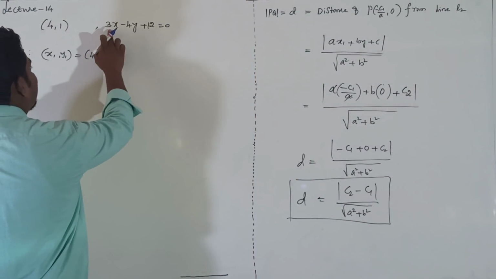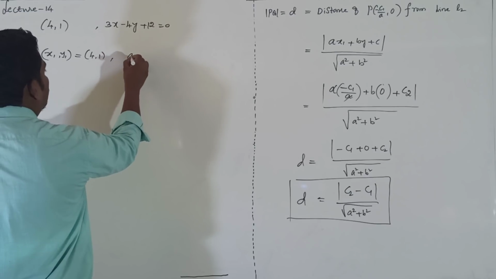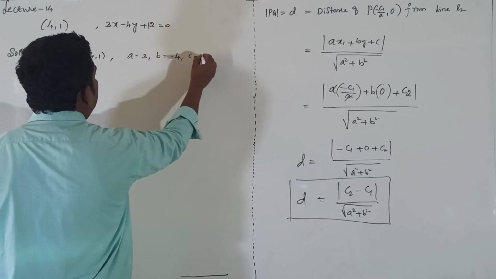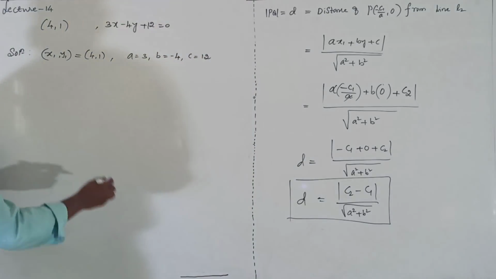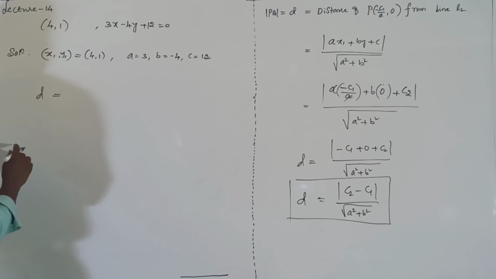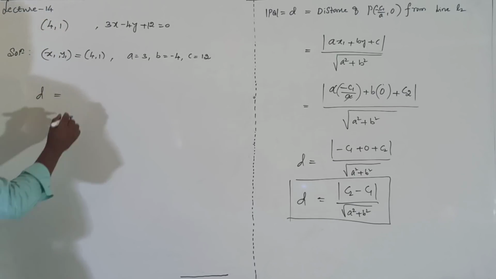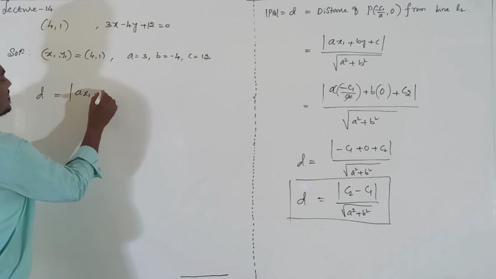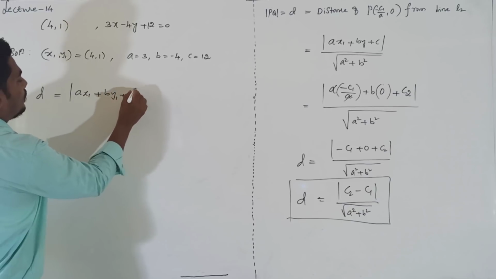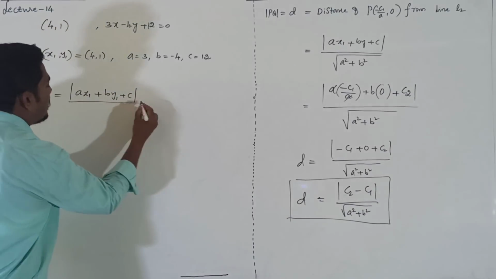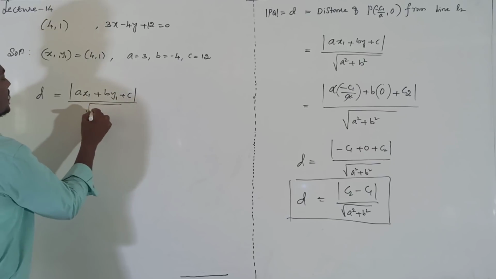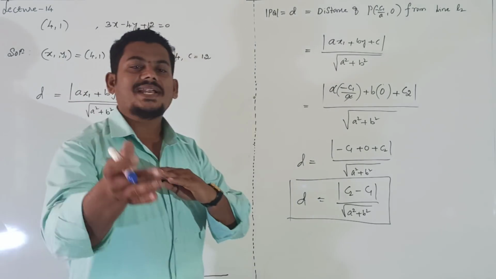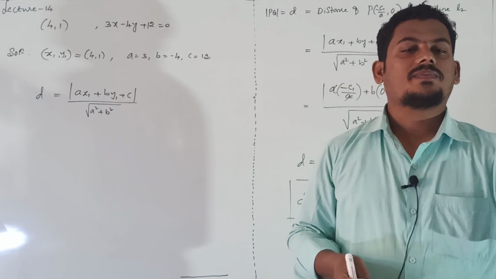And in this case, tell me what is a value, b value and c value. It is like ax plus by plus c equal to 0. So a equal to 3, b equal to minus 4 and c equal to plus 12. After that, use the formula, distance between point and line formula. Modulus of ax1 plus by1 plus c divided by square root of a square plus b square. Distance between point and line, or find the distance of a point from the line, right?